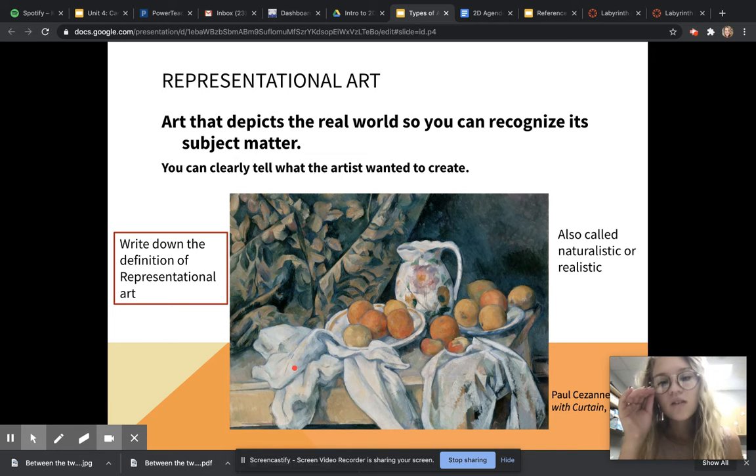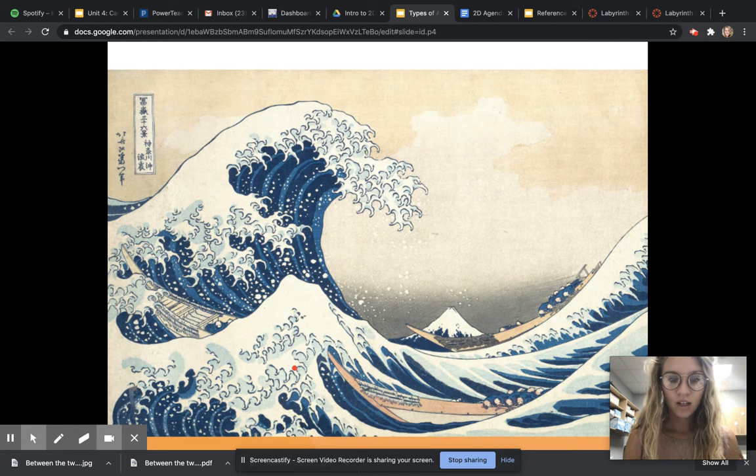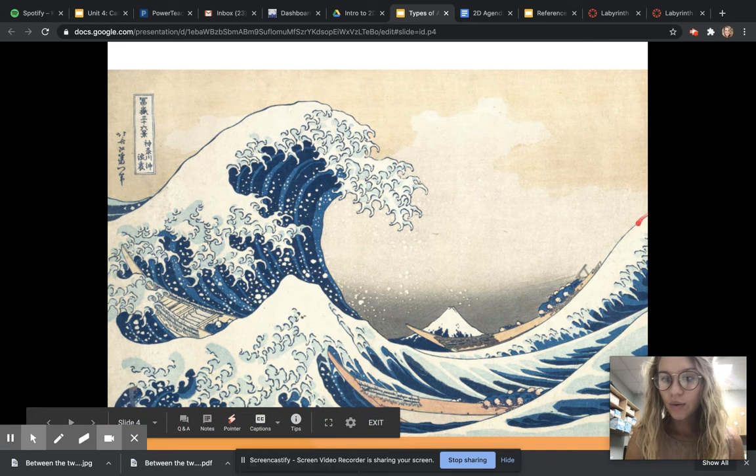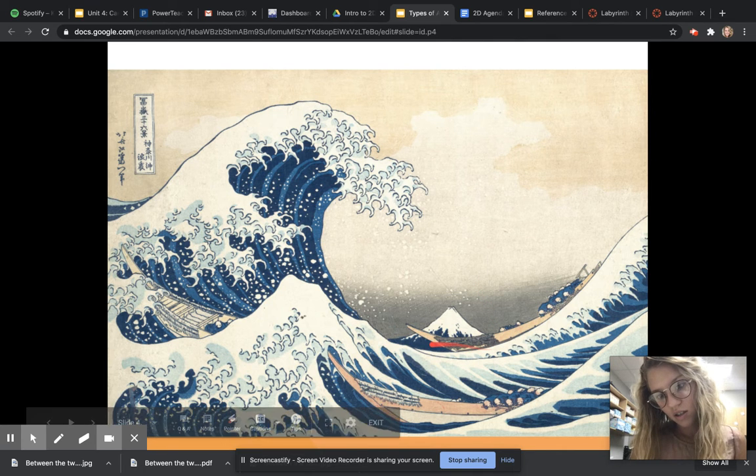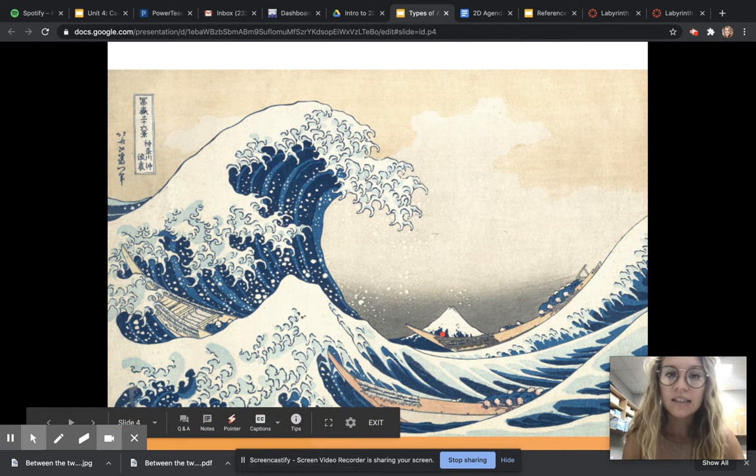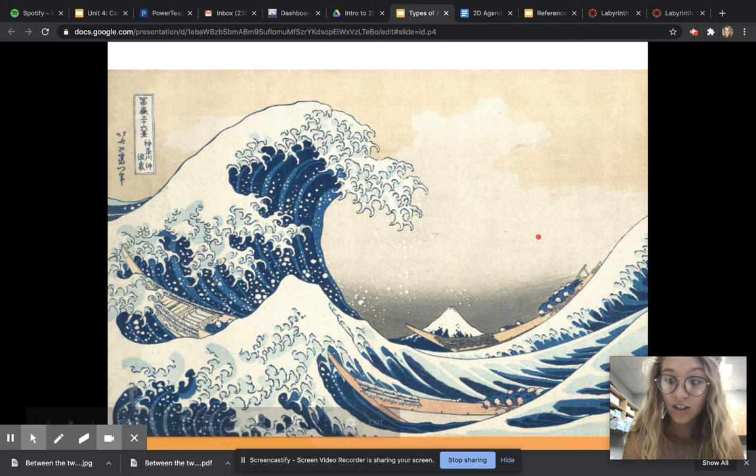And this is also sometimes called naturalistic or realistic artwork. So, naturalistic, realistic artwork is all representational. And it's called that again because of the subject matter that we can actually see in it very clearly. So here is an artwork where we can see this great wave coming down and smashing this boat here, because we can very clearly see what this artwork is going to have in it. We can see that this is going to be a representational type of artwork.